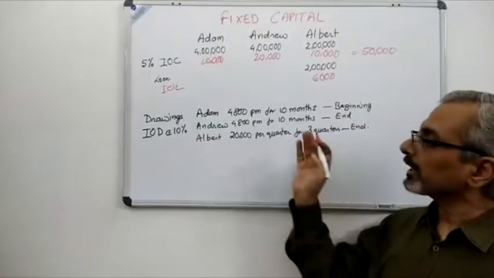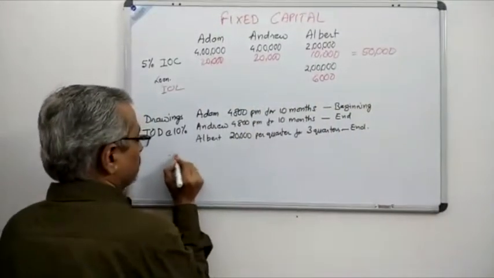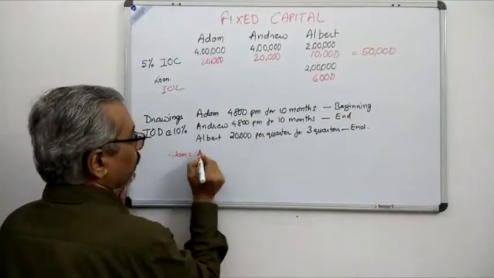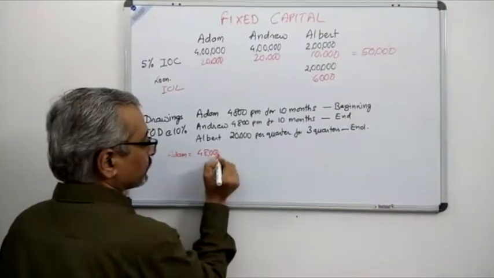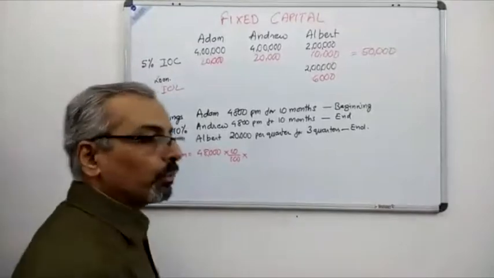We'll start with the calculation for Adam. Let us see how it is done. Adam's total drawings are 48,000, the percentage is 10%, and the time, how do you calculate?